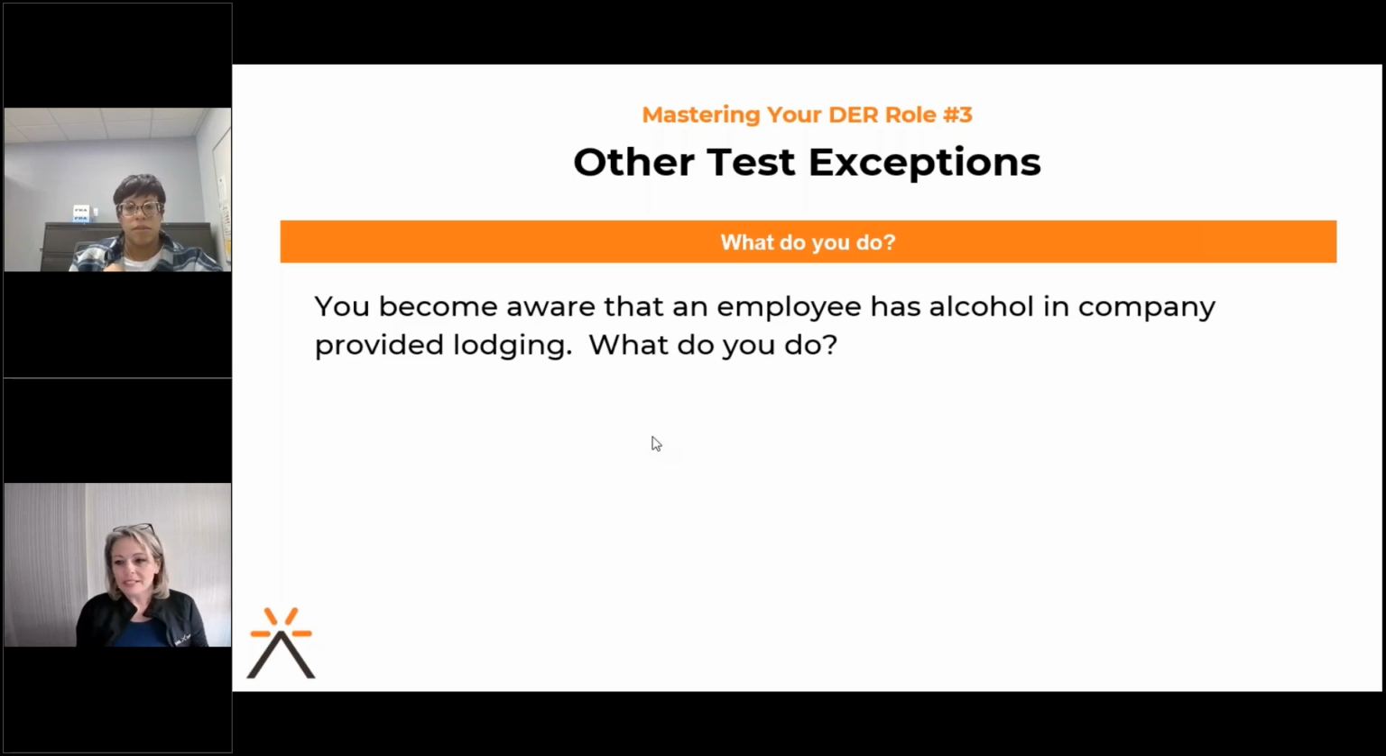Now we're going to go to, this is not DOT regulated, and there's 100 different scenarios that could occur in these situations, but under your company policy, what if you become aware that an employee has alcohol in your company provided lodging? Maybe you've got someone away from their home terminal or away from their home location, and you find out there's alcohol in their room, or how do you handle that? Or maybe they're not answering their phone when they're supposed to be called to work.